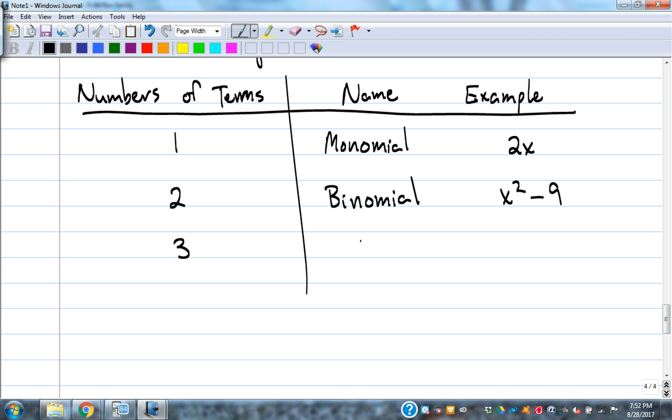3 terms, trinomial. X squared plus 7x plus 12 would be a good example of that. 3 terms separated by addition or subtraction. Trinomial. Anything bigger than that, we just call a polynomial.